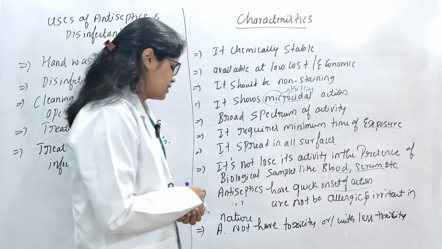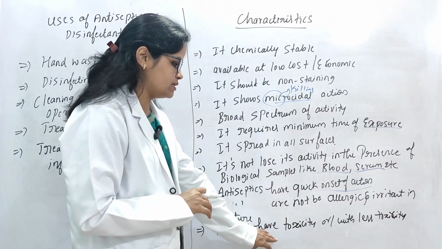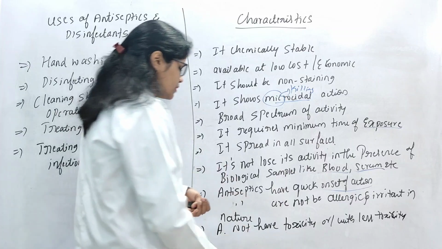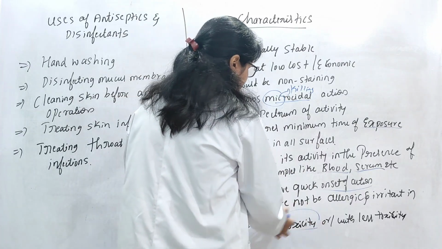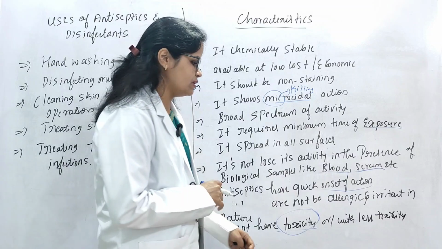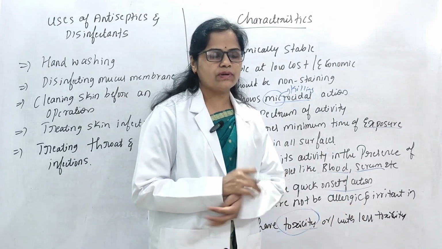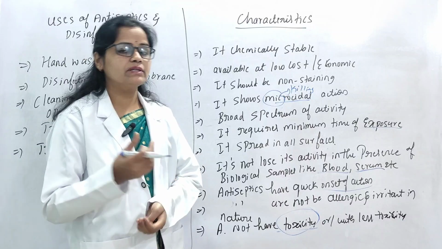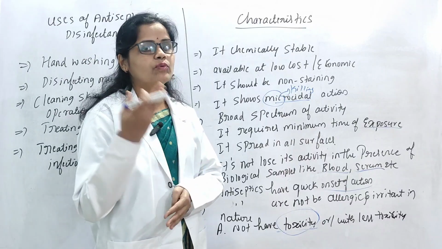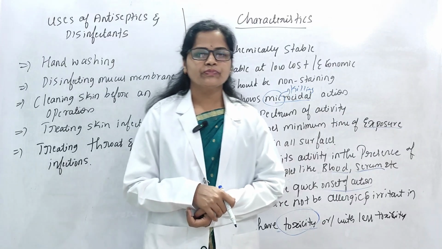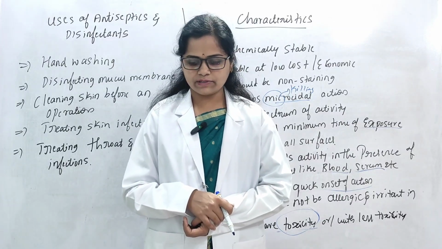And next, antiseptics have no toxicity or less toxicity. Okay, means they cannot cause any poison to the individual. They cannot form any poisons to the individuals, or it is less toxic. Obviously antiseptics and disinfectants sometimes release toxins, but it is less toxicity, not more. So these are some of the characteristics and uses of antiseptics and disinfectants.